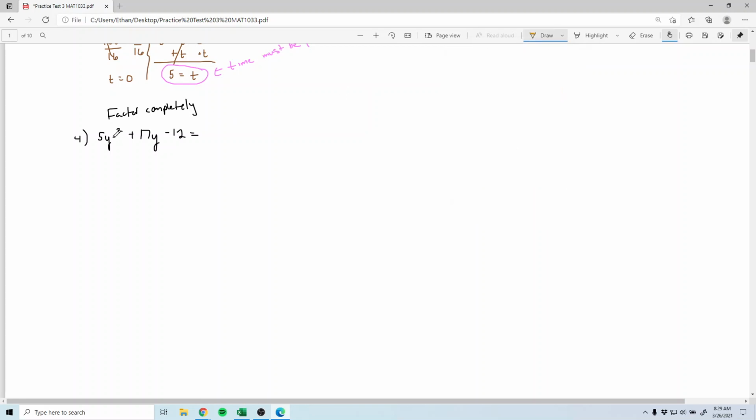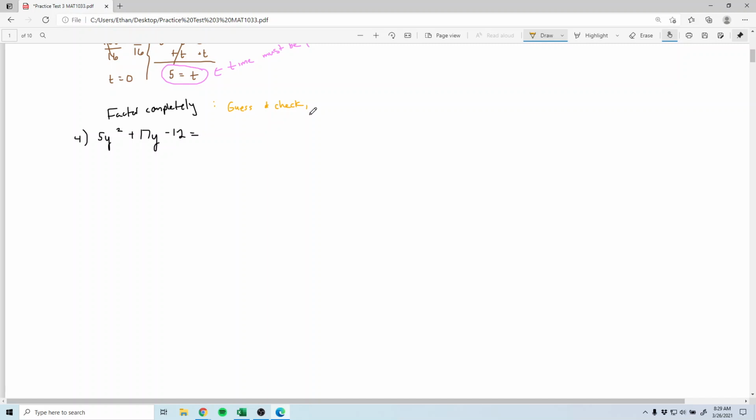Factoring is a lot more straightforward if the thing in front, so in this case y squared, is just 1y squared. But this is 5y squared. There's a lot of ways to do this. You can use guess and check. I'm not here in this video trying to change the way you do things. I'm just going to do it the way I like to do it, but I'm going to remind you there's guess and check.